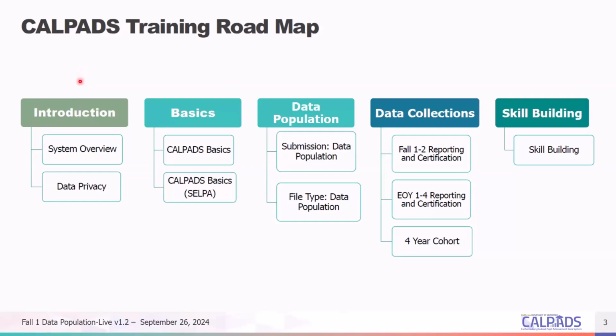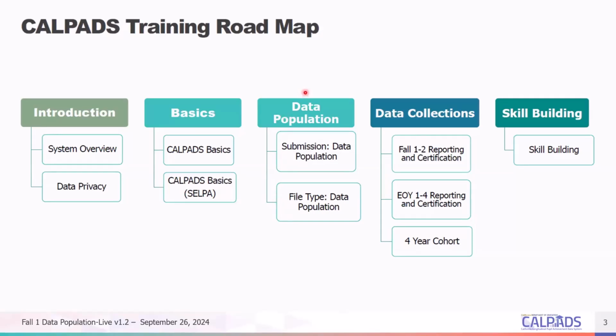And on the left here, we have the CalPads introduction and basics, which are the prerequisite for the data population sessions. The data population sessions are submission specific in the fall. So we are currently in Fall 1 data population, and there is also a Fall 2 data population, but the data population sessions are file type specific in end of year. So rather than an end of year 3 data population, we'll have data population recordings on the SINC, SIRS, and SOFT file types, the STAS file types, and the file types that we submit in end of year.